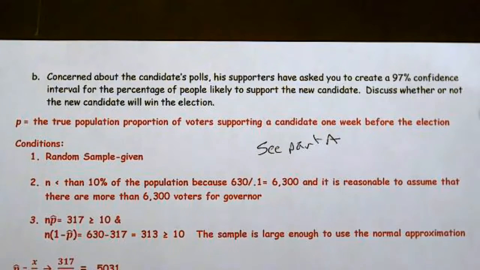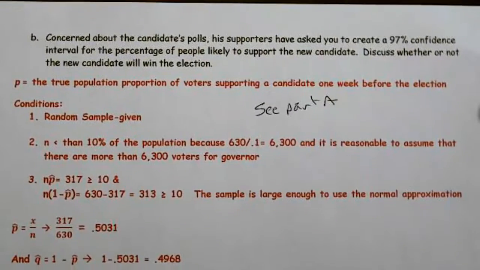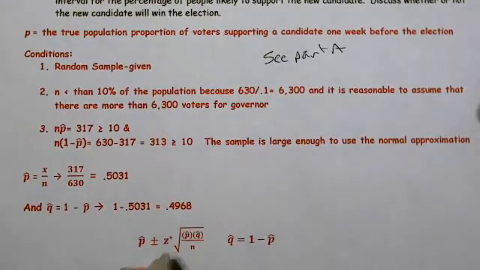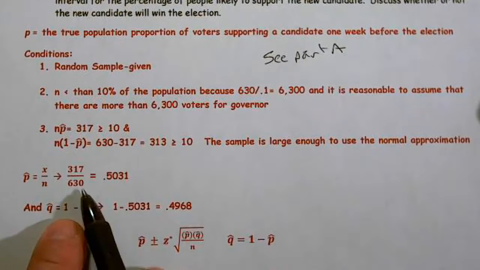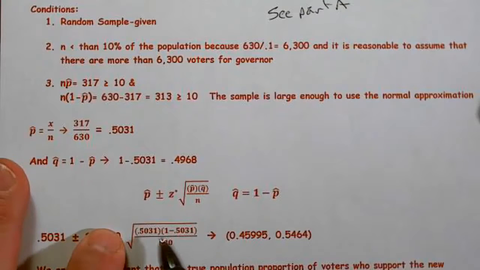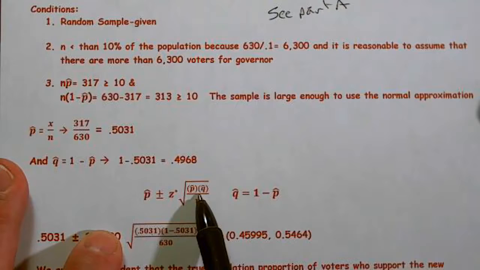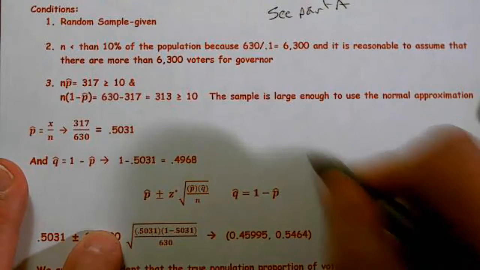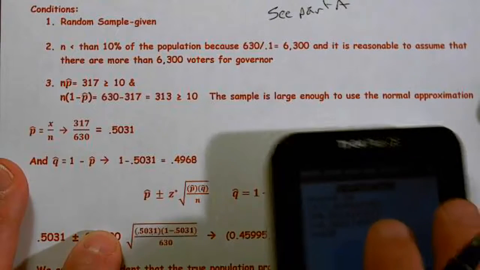But what we haven't done is the actual confidence interval. So what we write is our interval, p hat plus or minus z star times the square root of, and here's my p hat computation, x over n. Then I plug into my equation 0.5031 and 1 minus 0.5031, because that's q, over the 630. Please notice I'm using p hat values here. Confidence intervals use p hat, hypothesis tests use p naught.